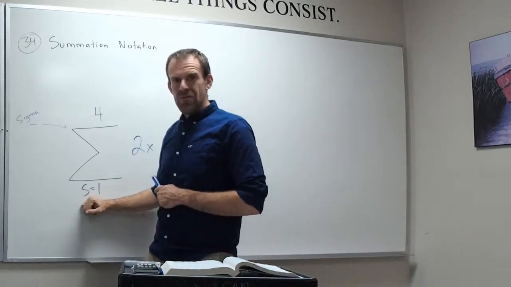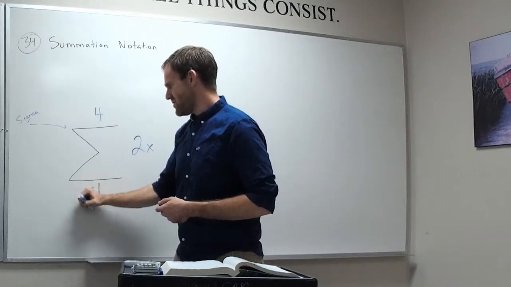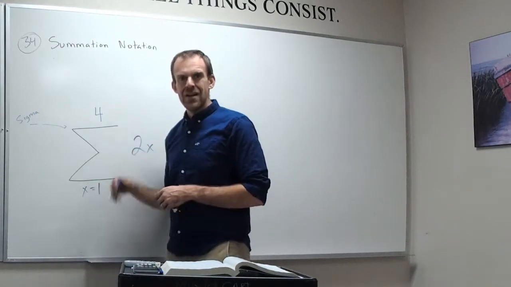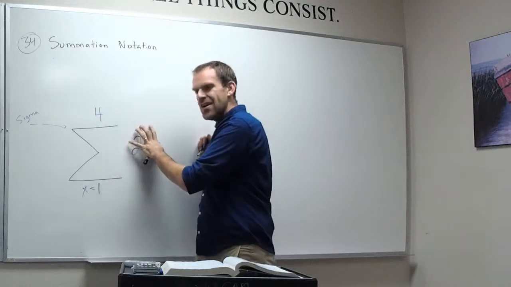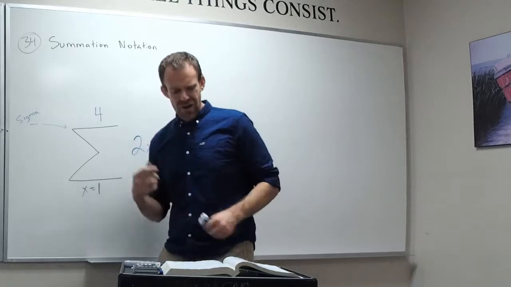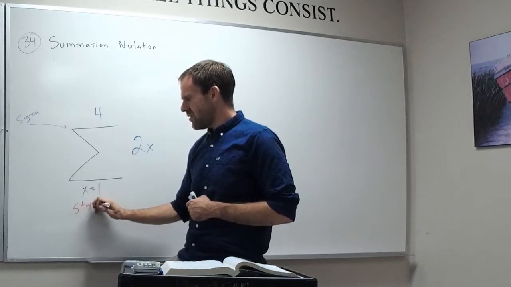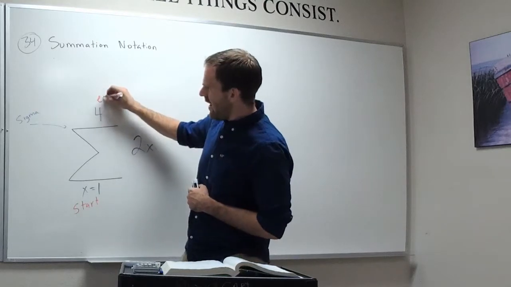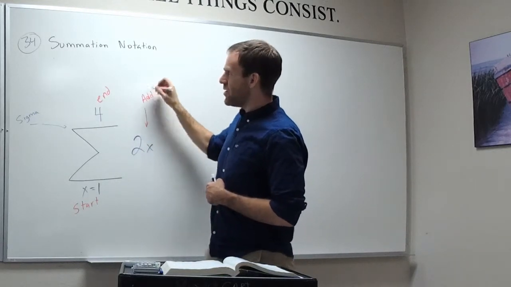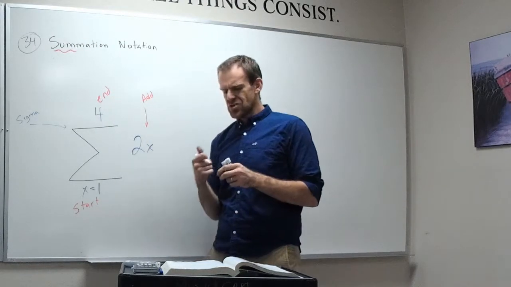We're going to count from x equals 1 to x equals 4. Each time we're going to add what is over here to the right. So if I were to describe each part of this, this is your starting point, this is your ending point, and this is what you are adding. Remember, sum means adding each time. So let's try and do this problem.